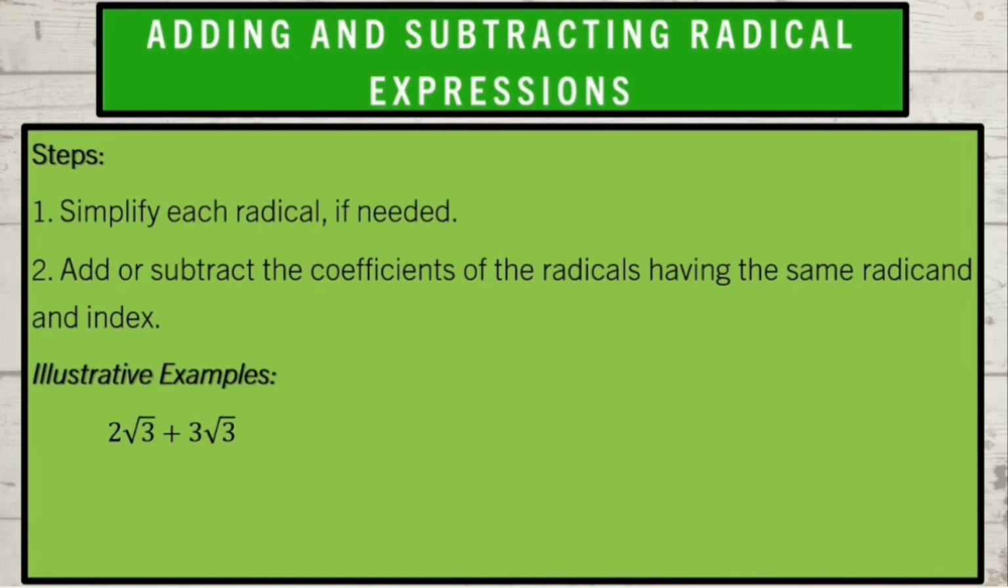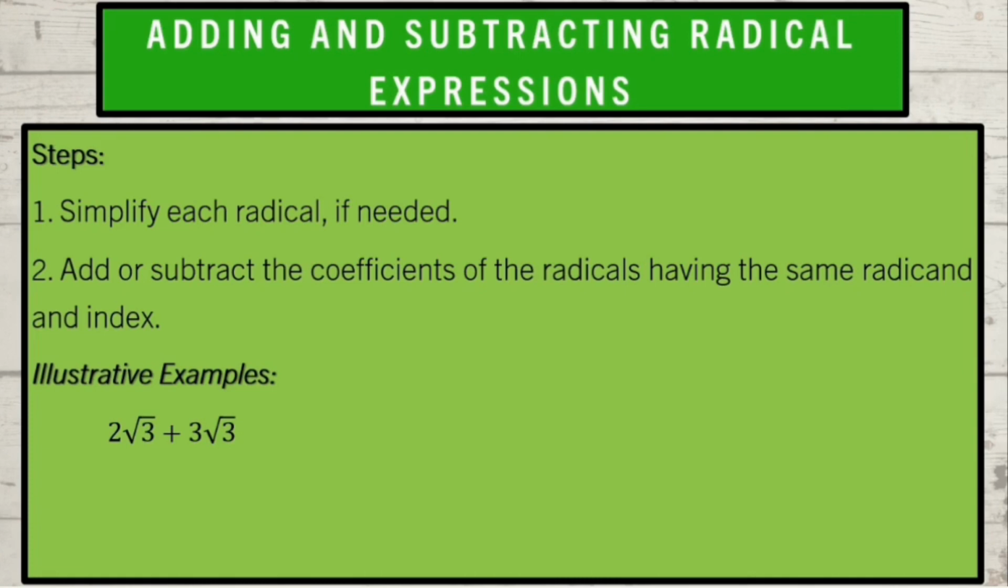Add 2 square root of 3 plus 3 square root of 3. Step 1. Simplify each radical if needed. Since each radical is already in its simplest form, we will now proceed with step 2, which is adding or subtracting the coefficients of the radicals having the same radicand and index.